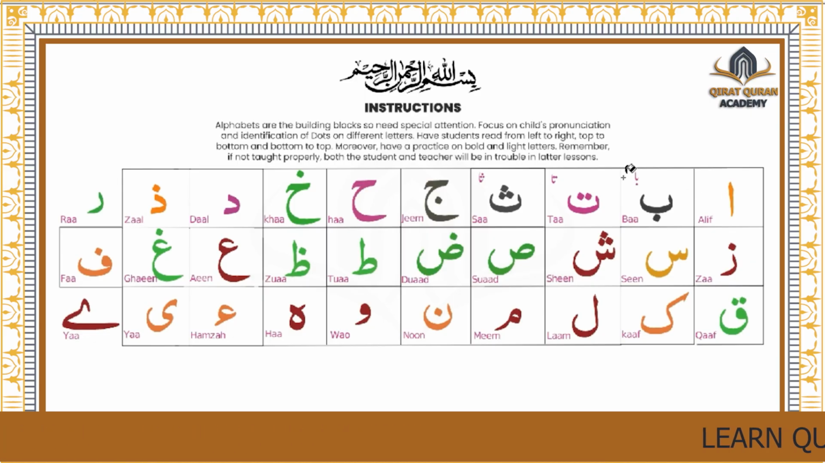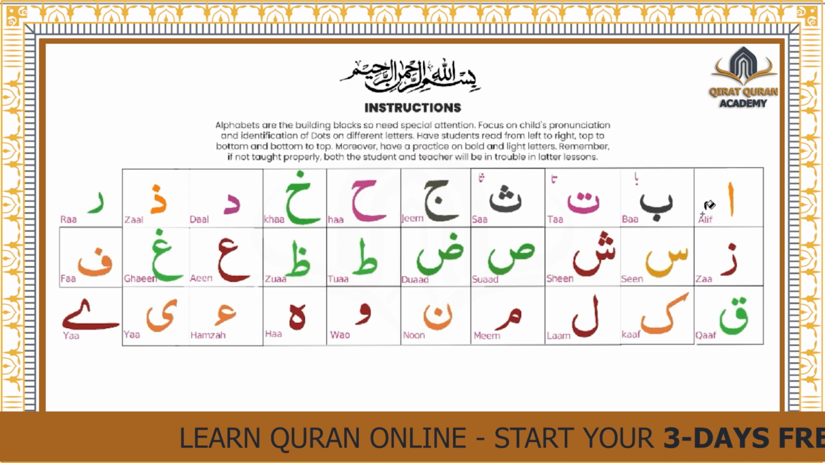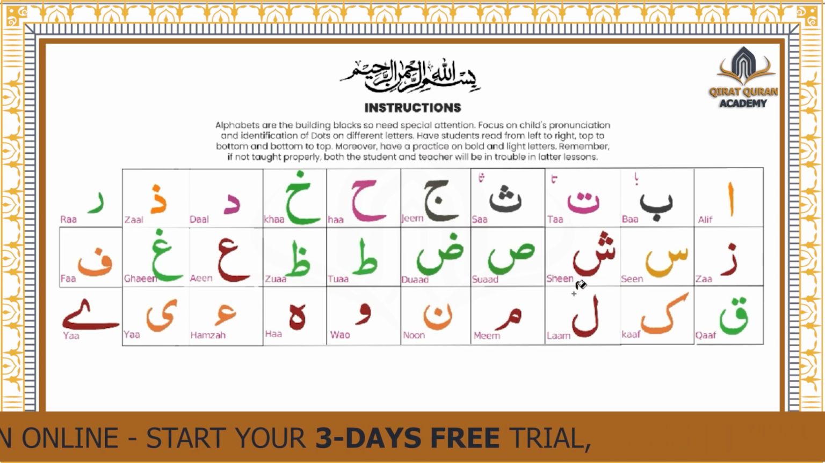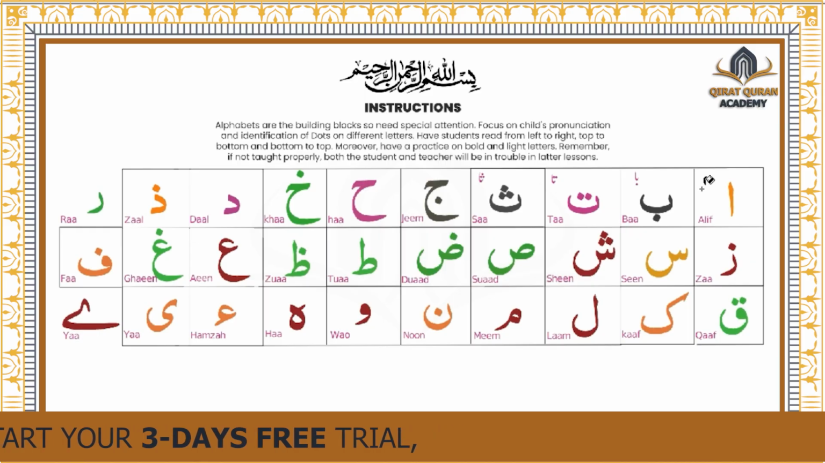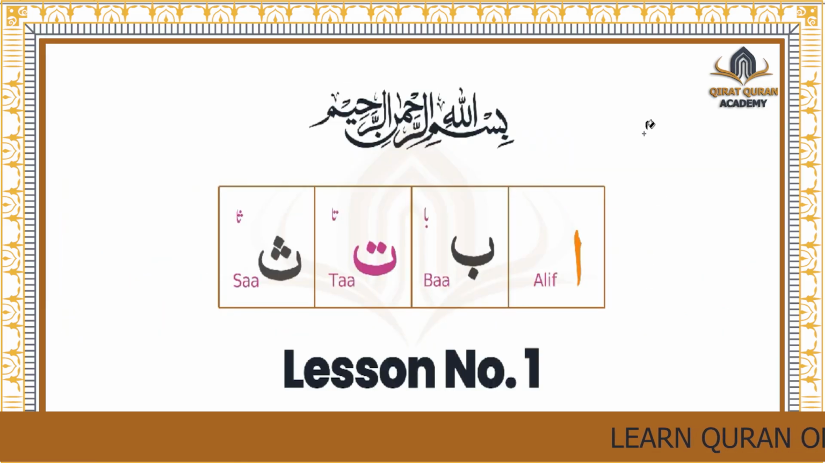الرحيم. So this is the first lesson of Noorani Qaida, in which we will take start from Alif. So there are 29 alphabets in Arabic. They are started from Alif and end on Ya. So now let's start. Our first letter is Alif.